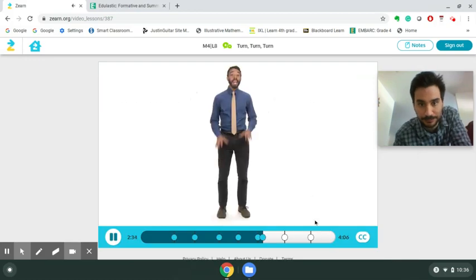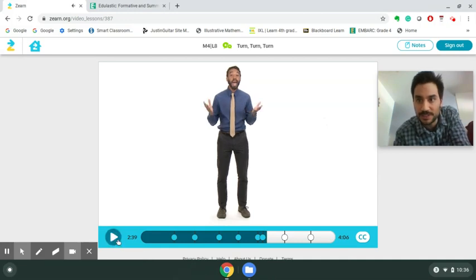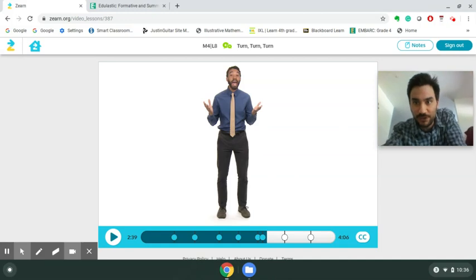Nice job. Stand up quietly and make a quarter turn to show 90 degrees. I want you all to stand up and make your quarter turns. This might be cool. If you want to film yourself making these turns and let me know, what does a quarter turn look like and how many degrees? What does a half turn look like and how many degrees? And what does a full turn look like and how many degrees?